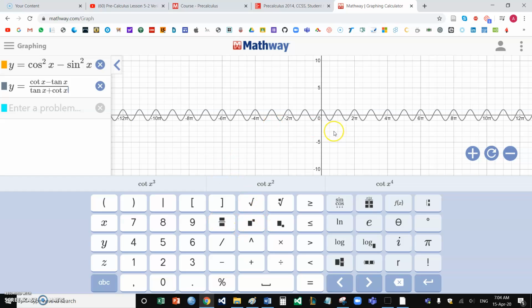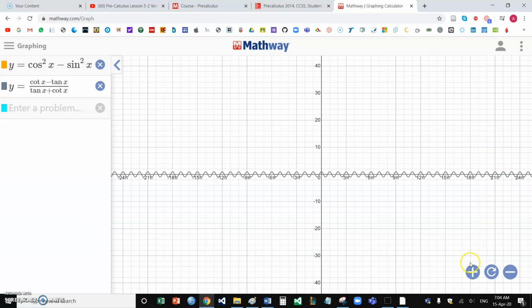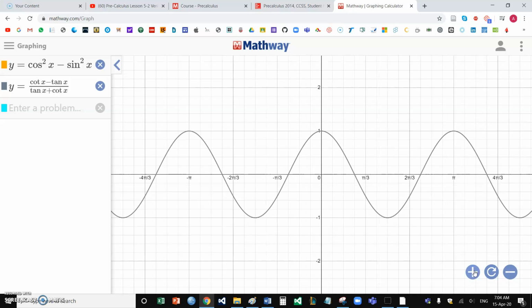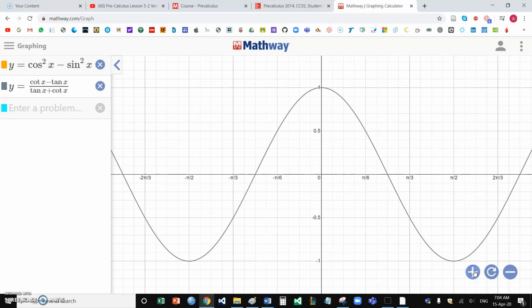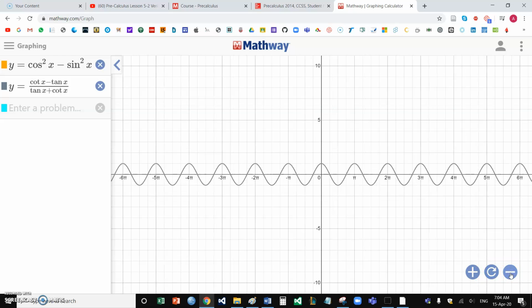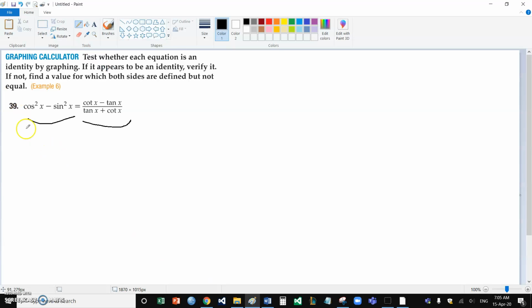Now it seems like we only have one graph, no matter how many times we enlarge it or shrink it. There's only one graph, which says that this is an identity. So this is an identity because we only have one graph. It's time now to verify the identity just like we did before.